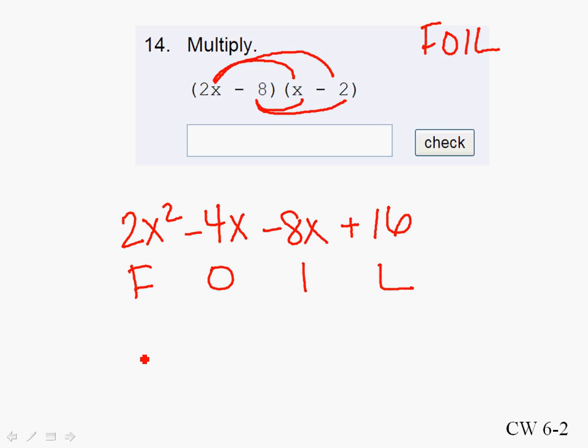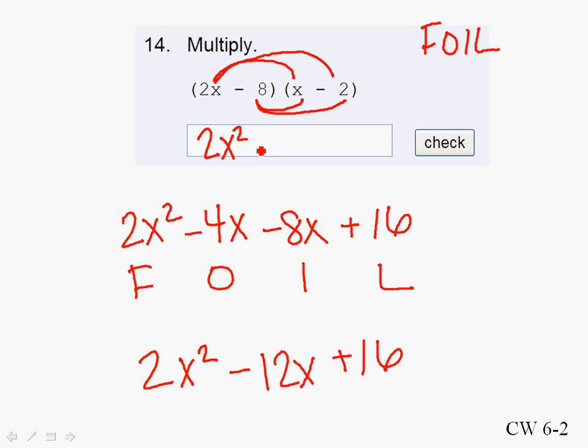When I combine my like terms, I get 2x squared, negative 4x and negative 8x gives me negative 12x, plus 16. So my final answer would be 2x squared minus 12x plus 16.